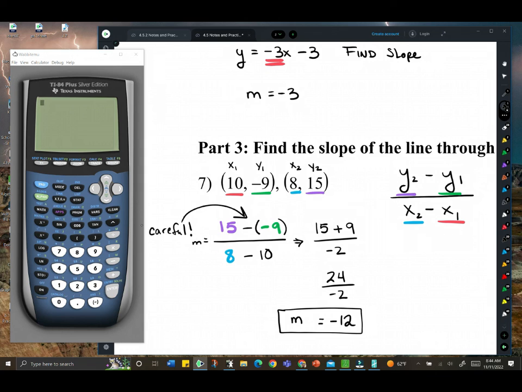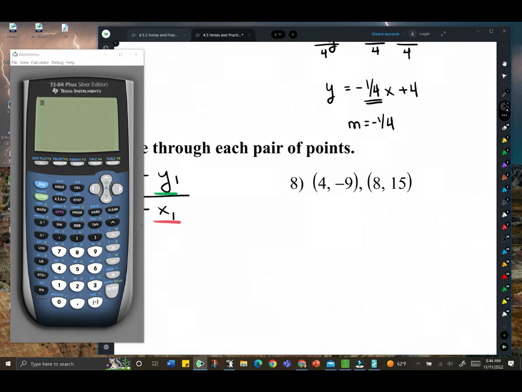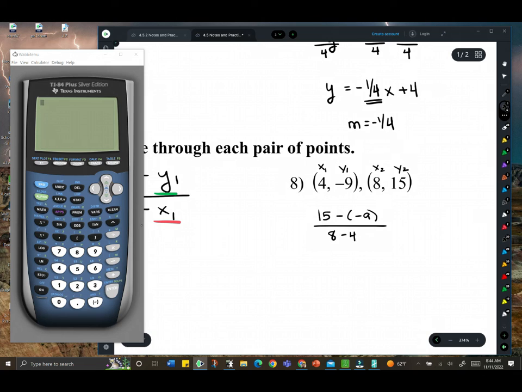Okay, let's check out another example. Really the same idea, but practice makes perfect. Label everything first. Set up our equation. Recognize minus a negative. That's not always going to happen, but it does for these examples. 8 minus 4 is 4. And divide, giving us a slope of 6.